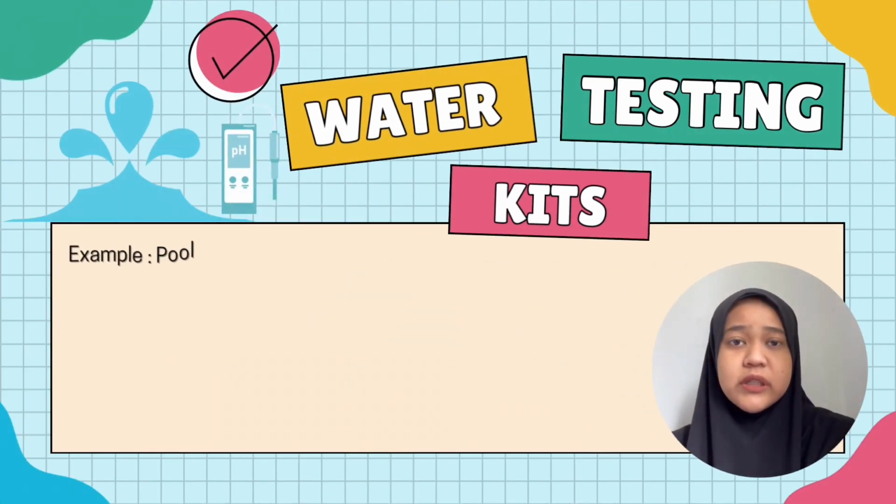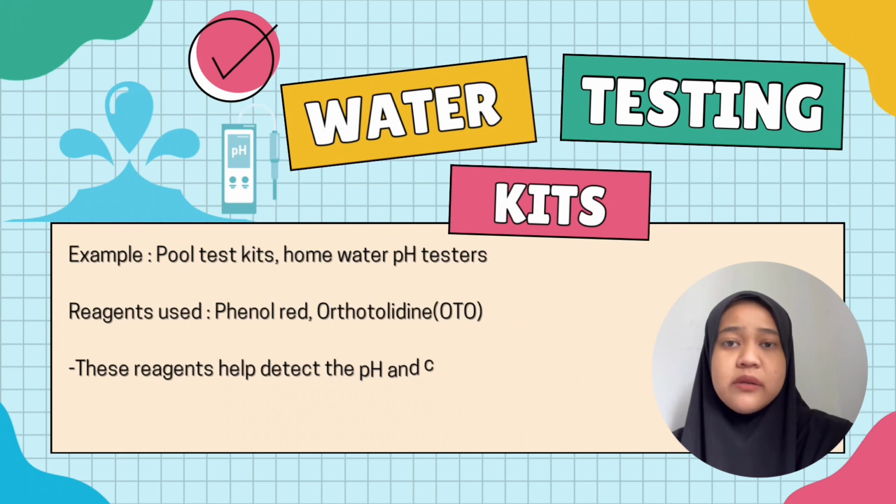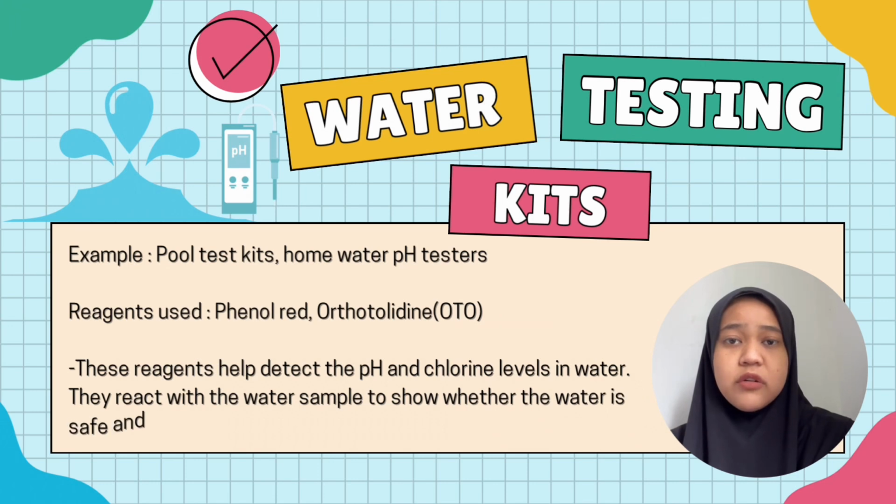First is water testing kits. If you ever test the water in a swimming pool or filter water at home, you probably use one of those small kits. Inside them, there are chemical reagents like phenol red or orthotolidine. These reagents react with the water and change color depending on the pH or chlorine level. This helps us to check if the water is safe to use or swim in.